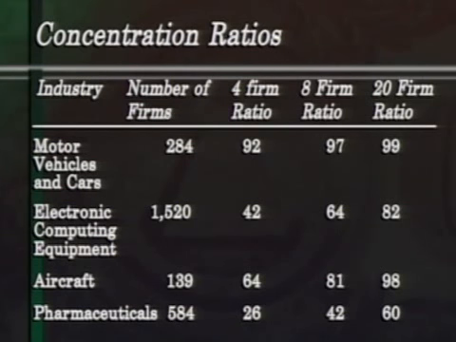Of those, the top 4 account for 92% of sales, the CR4 ratio. In electronics, the top 4 firms account for 42% of sales. On the bottom row, we see the pharmaceutical industry. The top 4 firms account for 26% of sales, the top 8 firms 42%, and the top 20 60% of sales. This number of top firms is usually set at either 4 or 8, and that corresponds to a CR4 or CR8 ratio. A high percentage indicates a concentrated industry.